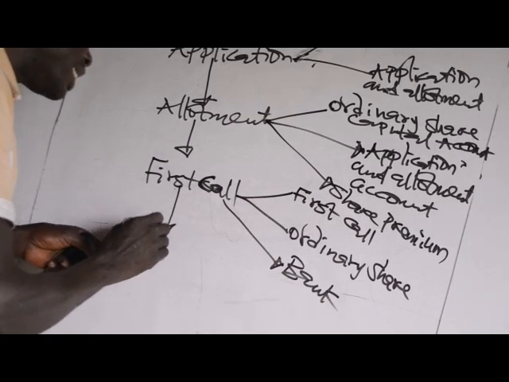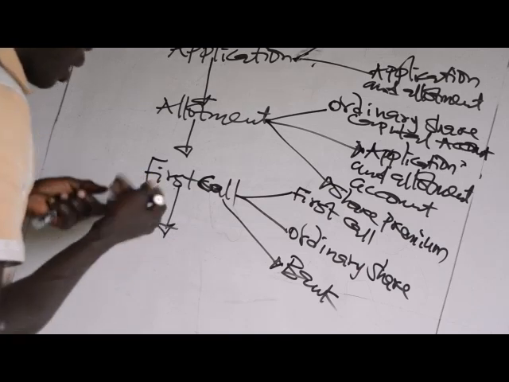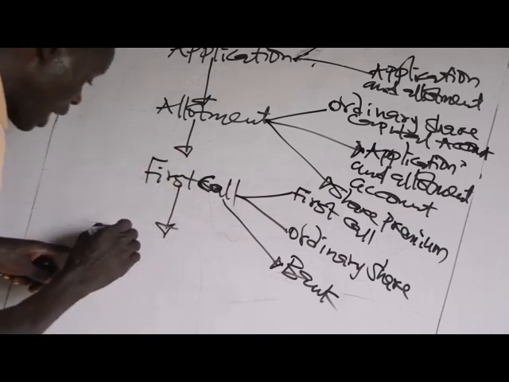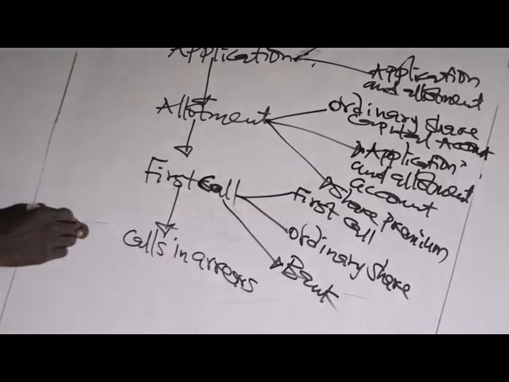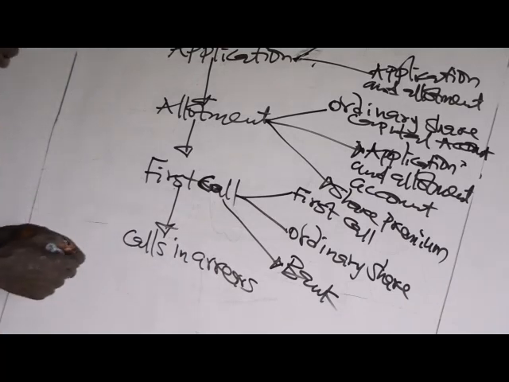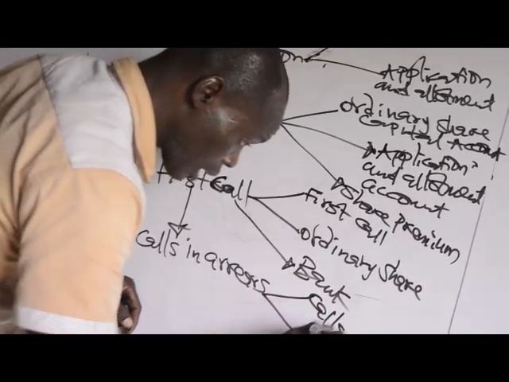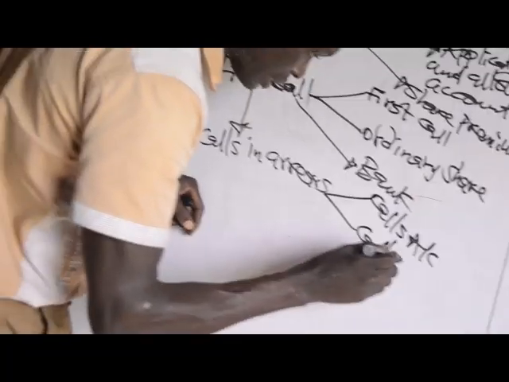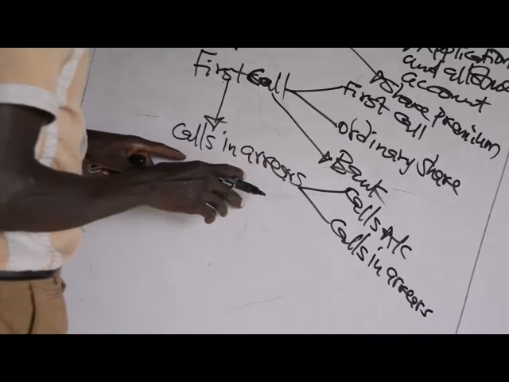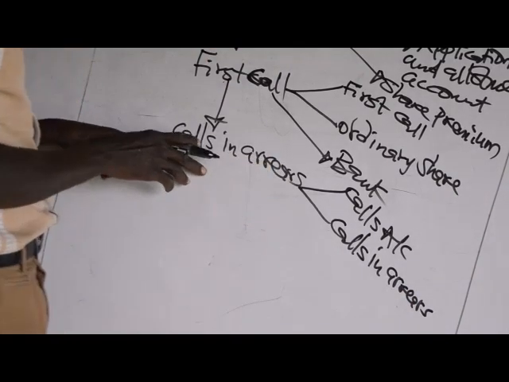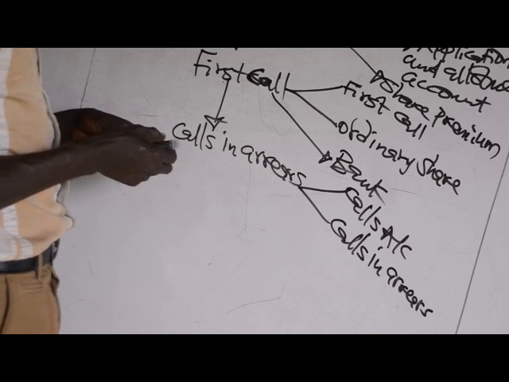And the call account when money is received on calls. When certain calls are due and have not been paid, that means you will have calls in arrears. Where you have calls in arrears, the amount we have paid goes to the call account and the calls in arrears account. Where certain calls are due and not paid, that will be recorded in calls in arrears. Calls in arrears is an asset account.